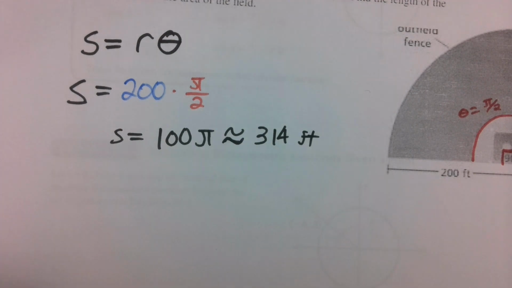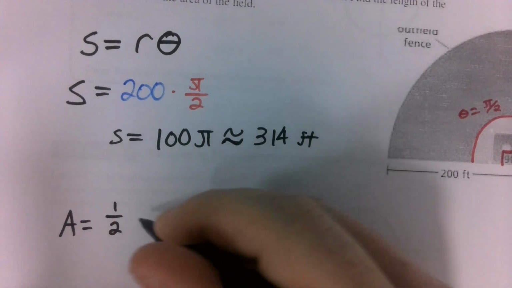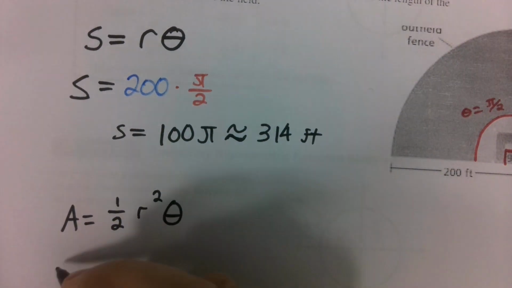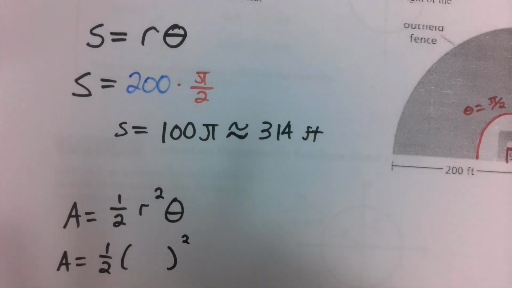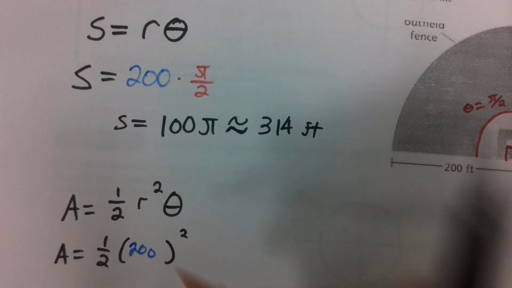Similarly, we can figure this out using the area. The area of the field is going to be 1/2 times your radius squared times theta, all of which we already know. We already know from the last part that our radius is 200, so it's 200 squared times pi over 2.